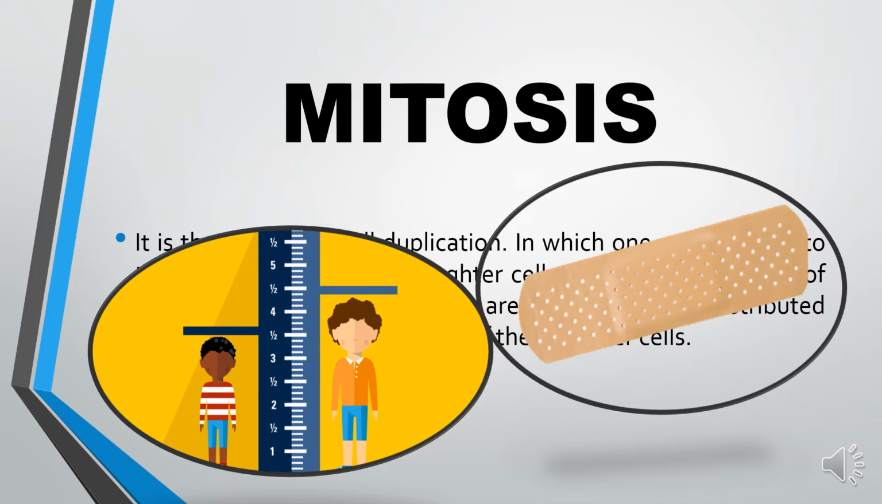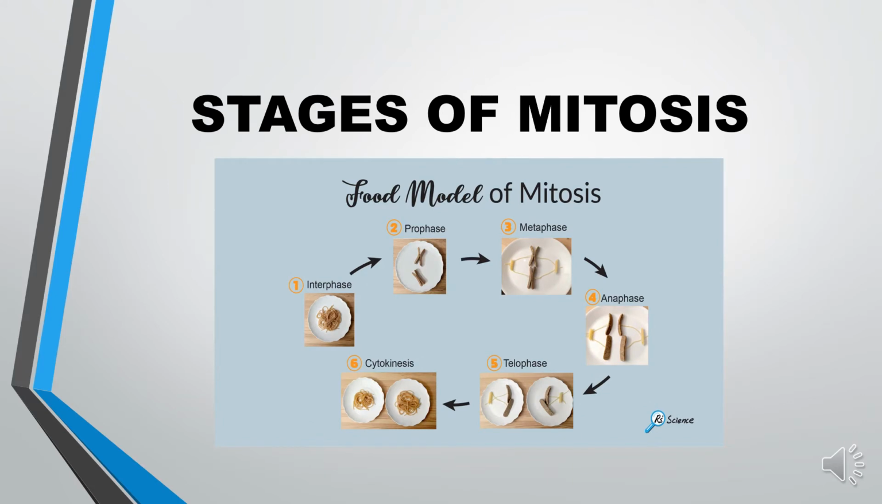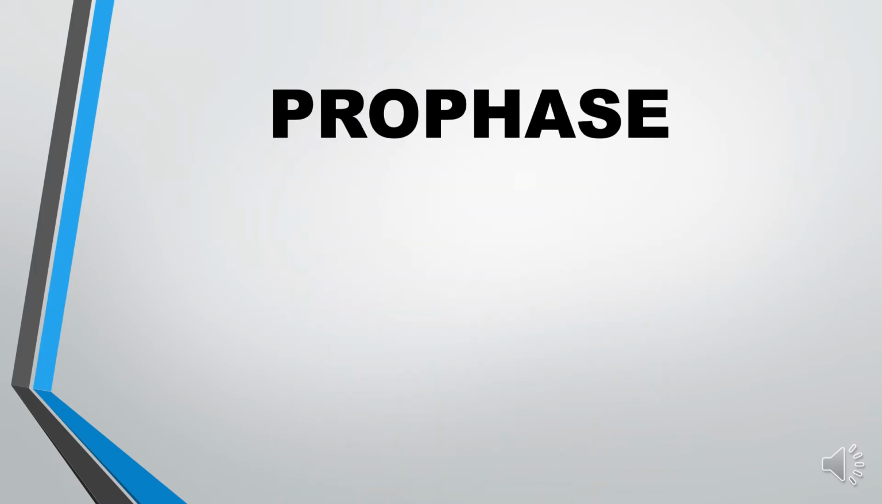Now let's proceed to the stages of mitosis. So here's the whole representation of the stages of mitosis. The first stage of mitosis is prophase. Pro means before, so it's the beginning step.